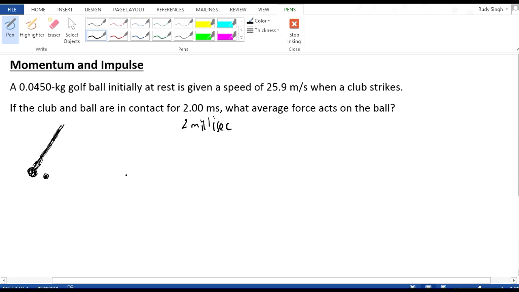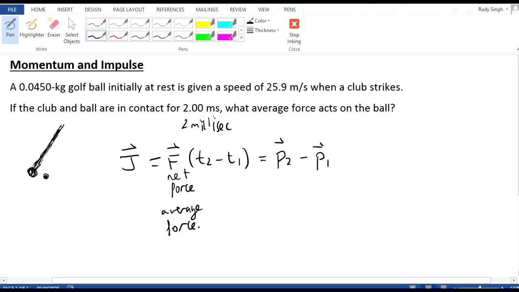So we just saw that the impulse is equal to the force, the net force, times t2 minus t1. And we said, well, that's also equal to the change in momentum, p2 minus p1. And so we can use this formula here to figure out the average force. In fact, we can think of F as the net force or the average force. So either one it will work for. So how do we figure out, so let's think of this, the average force here. So actually we're going to use this part of the equation here.